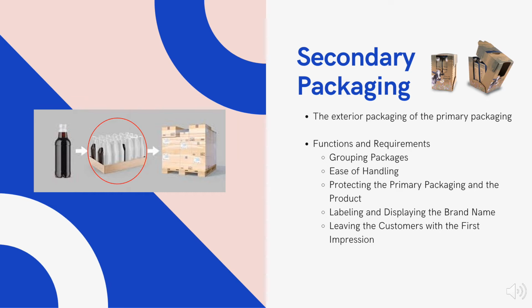Last but not least, labeling and the brand name can also be shown on the design, which includes the logo and company information. And the level of packaging a consumer receives first is secondary packaging. This makes the appearance of secondary packaging very important and leaves the customer with a first impression.